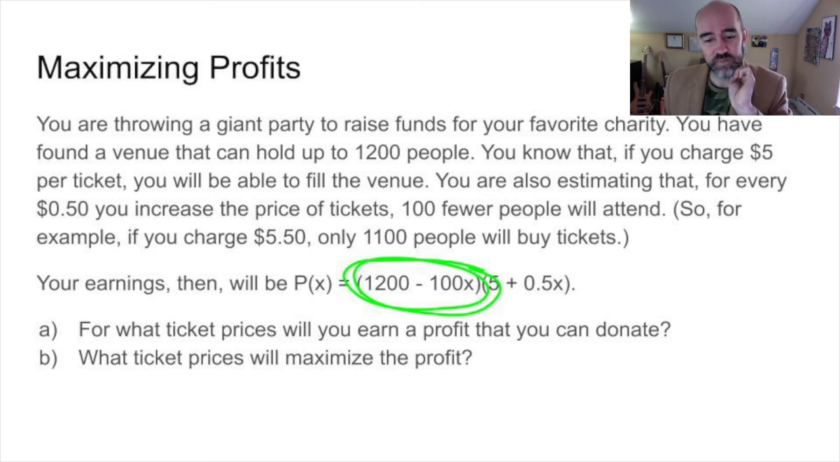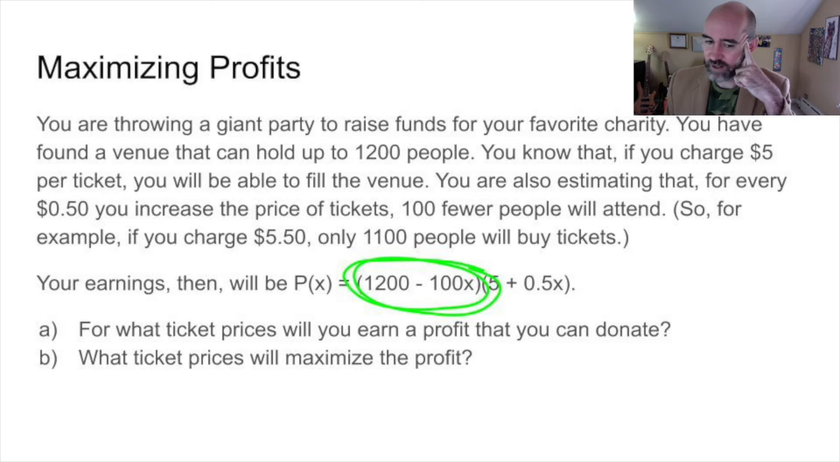So for the first term, 1,200 minus 100x, what value of x would make that 0? Well, if x is 12, then we have 1,200 minus 1,200. Yeah, that would be 0. So x is 12. So when x is 12, p of x is 0.